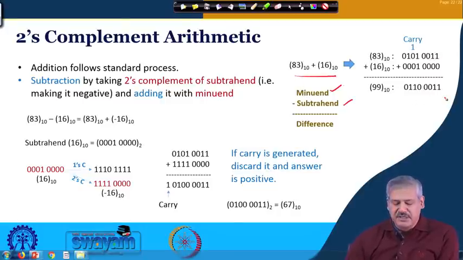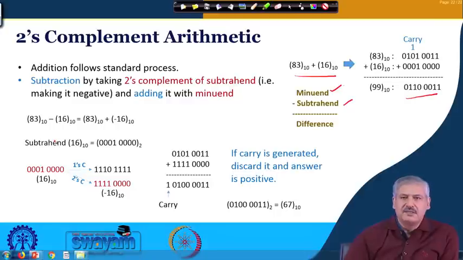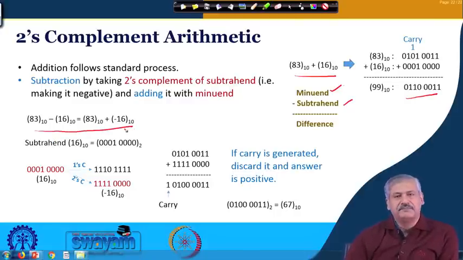Say the example is 83 plus 16. The way we have done it before, we can do it in the same manner. We shall see that 99 is obtained. Now, let us look at how 16 is subtracted from 83 using 2's complement.